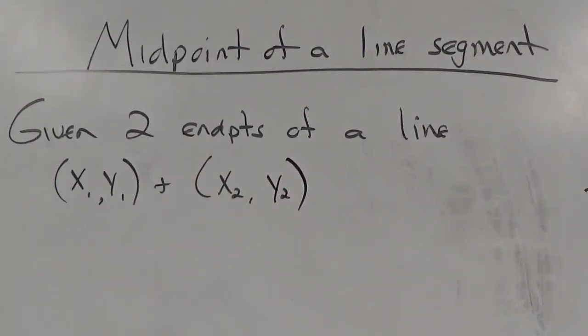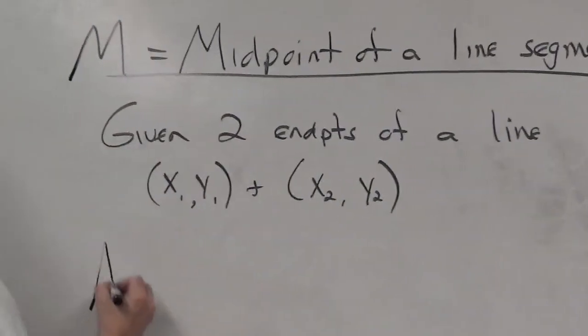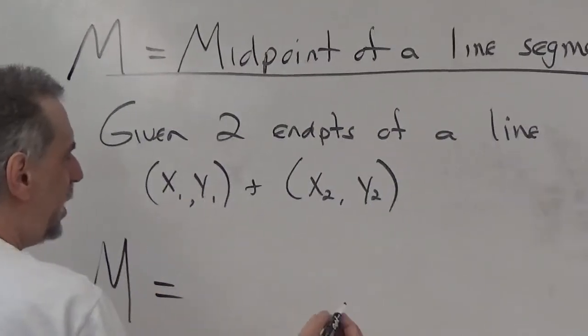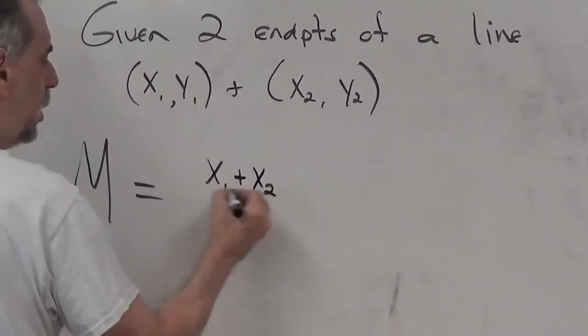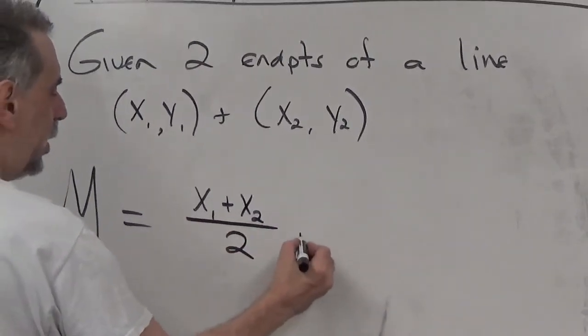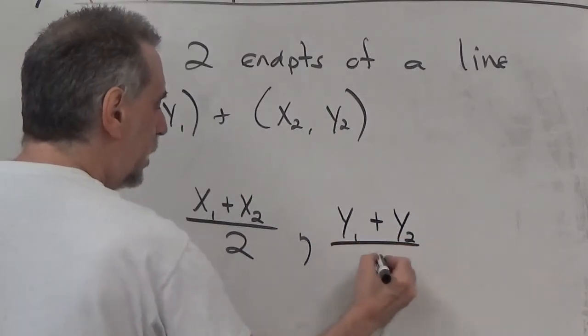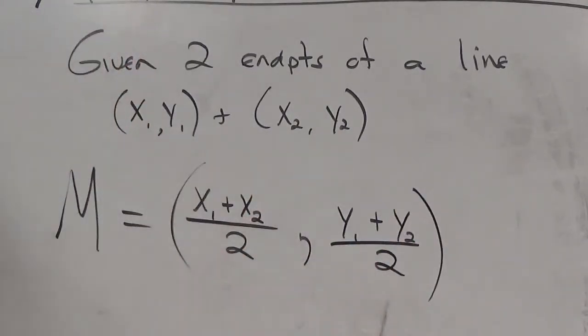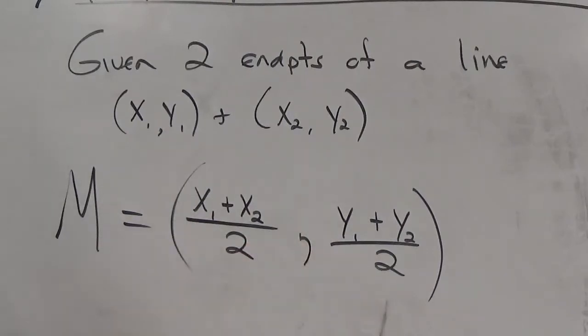The midpoint is just very simply, we'll call it M for midpoint. The midpoint is going to be simply the average of the x's, is going to be your x value, and the average of the y's is going to be your y value. It makes sense, right? It's in the middle of the line. So the average of the 2 x values, we take the x values, add them together, divide by 2, add the y values together, divide by 2 to get the midpoint.